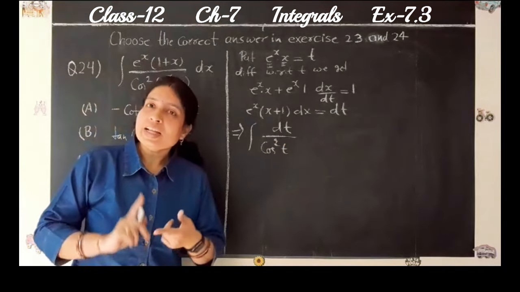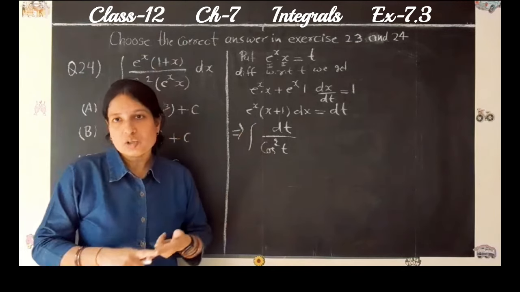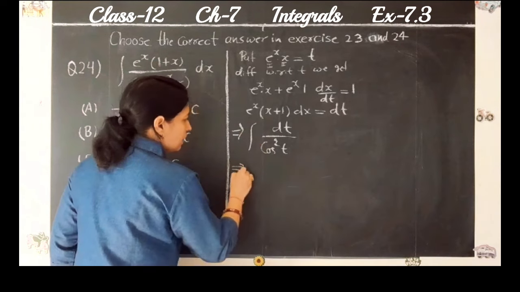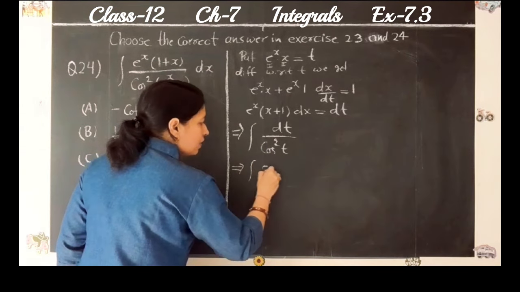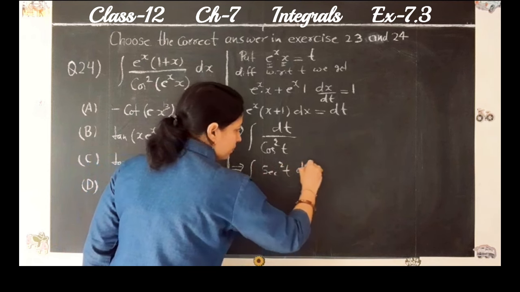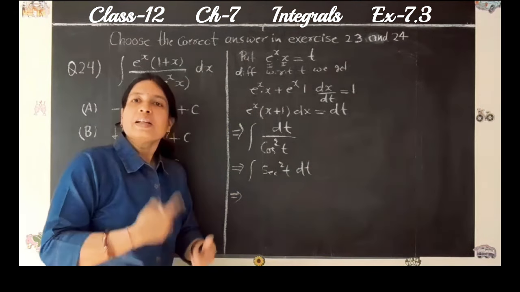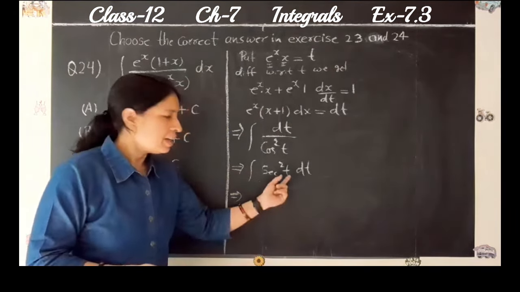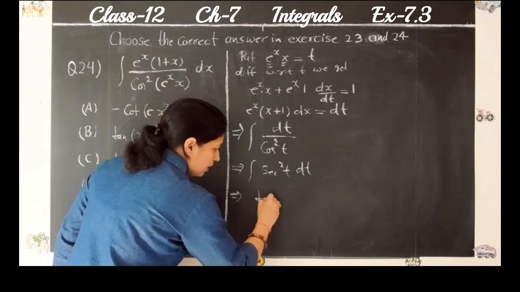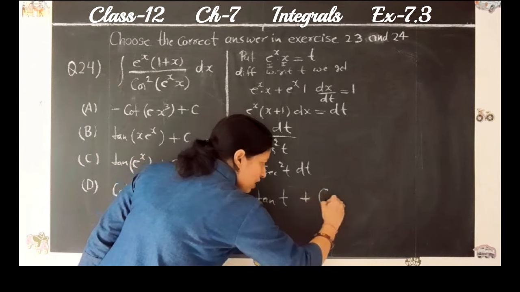And we know that 1 by cos x is equal to sec x. So here it is given 1 by cos square t, so it will be sec square t. So write here integral of sec square t dt. What is the formula for that? Integral of sec square x, yes, it is tan x. Here it is given t, so it will be tan t. So write here tan t plus an arbitrary constant c.